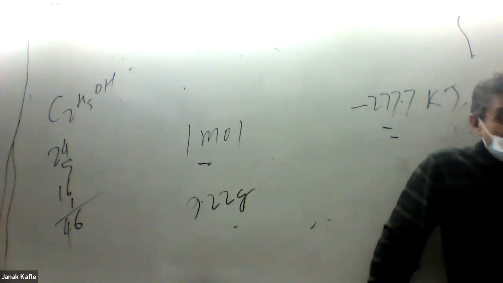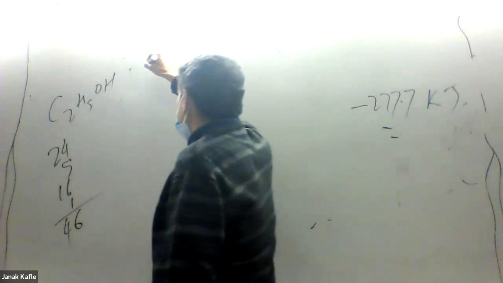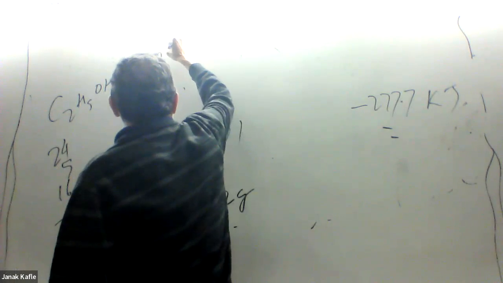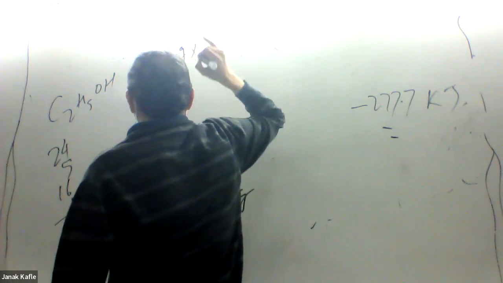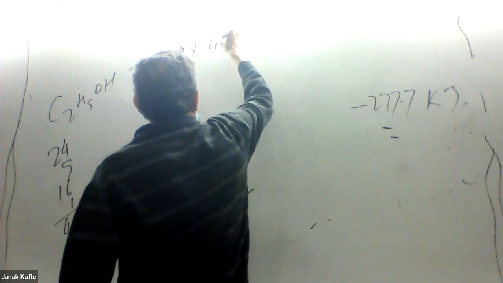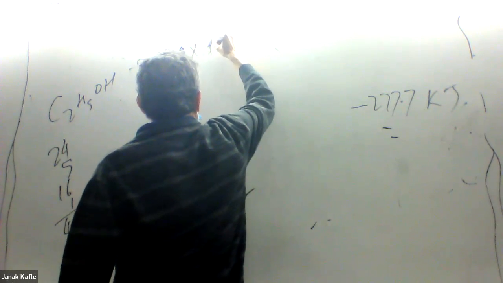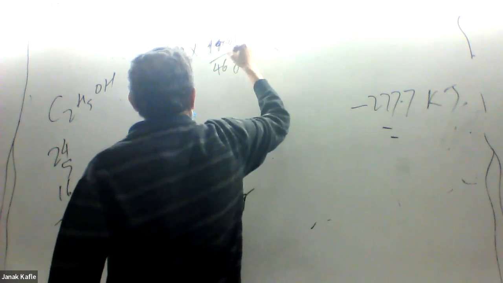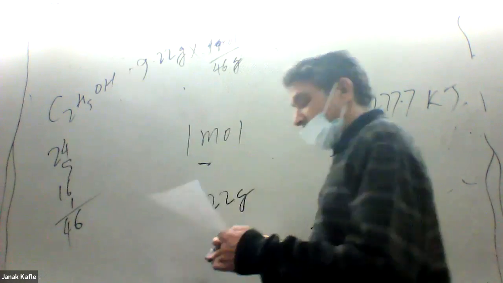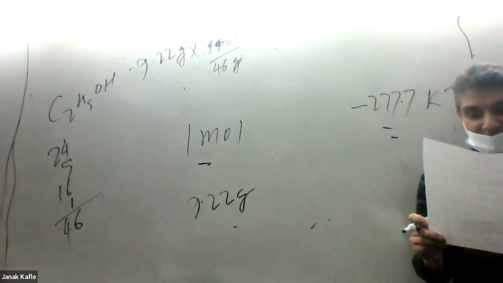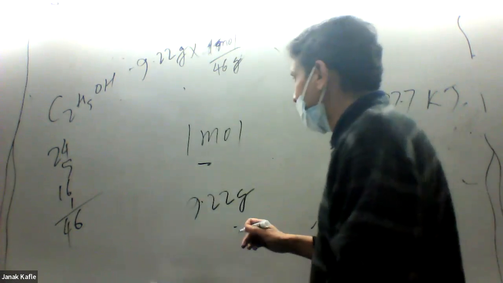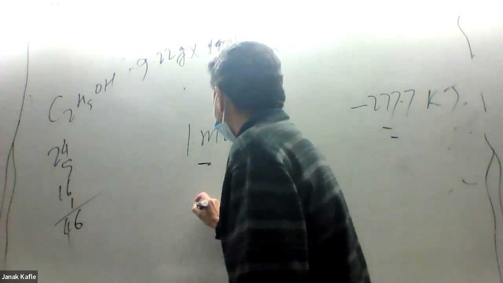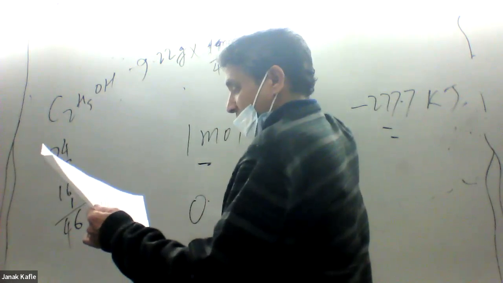So 9.22 gram, I change that into mole. In converting into mole, 1 mole up there, 46 gram down here. So you just cancel gram. 9.22 divided by 46 will give you 0.200. So this number is 0.200.